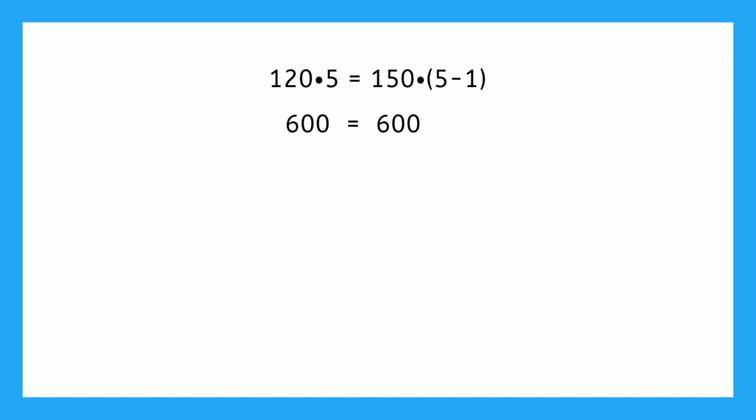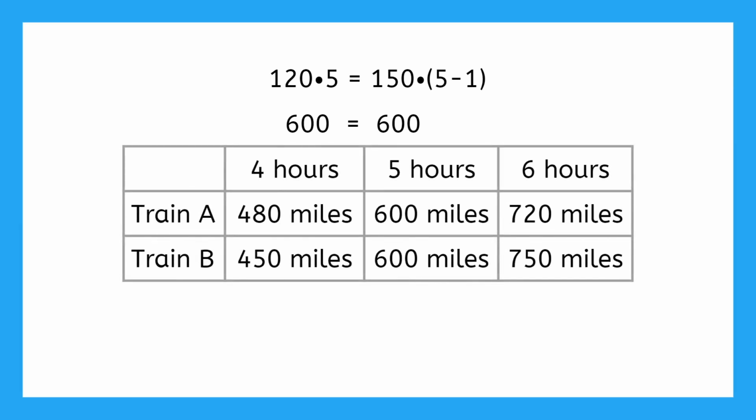If we look at the train's distances at different times, we see that at 4 hours, train B was behind. But at 6 hours, train B is ahead. At 5 hours, train A and train B have traveled the exact same distance. So that is the time at which train B has caught up to train A.